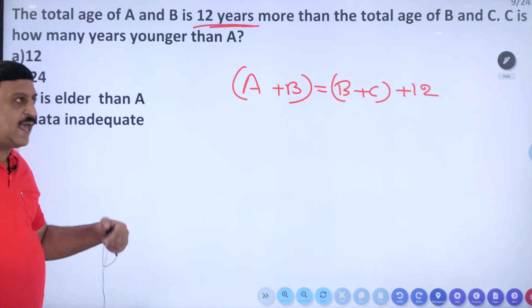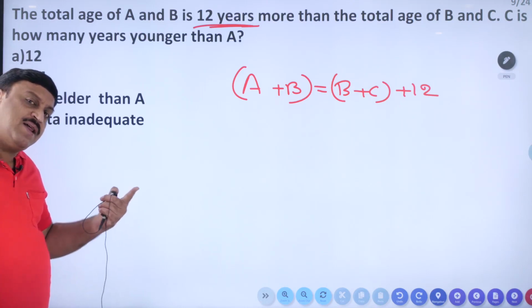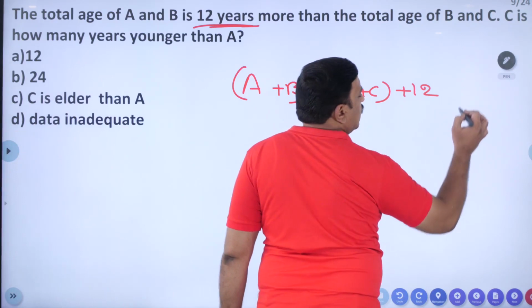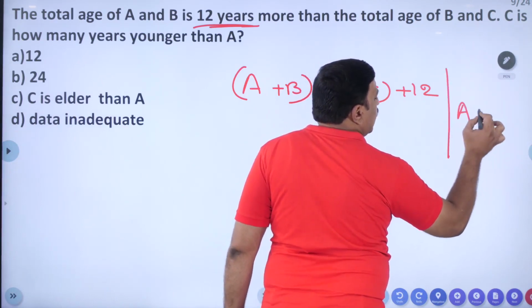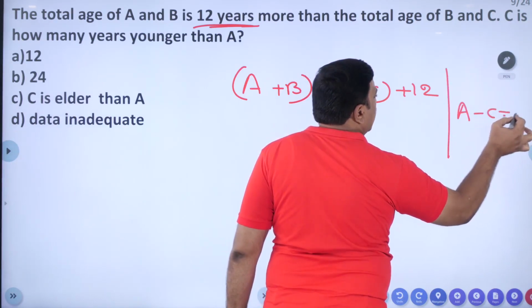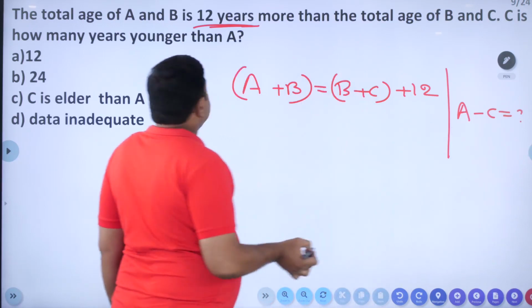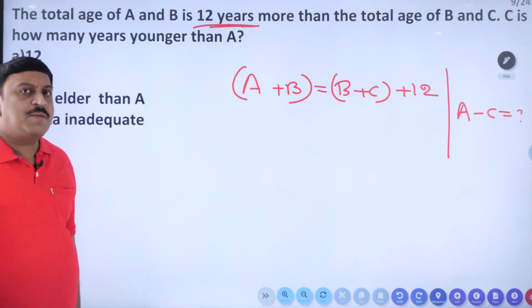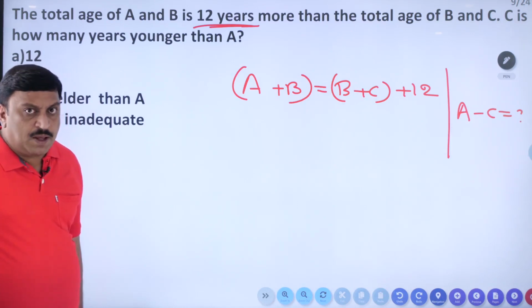C is how many years younger than A? That means who is elder? A is elder, right? So between A and C, A is elder. A minus C we need. How many years younger means A minus C or C minus A? It should be A minus C.